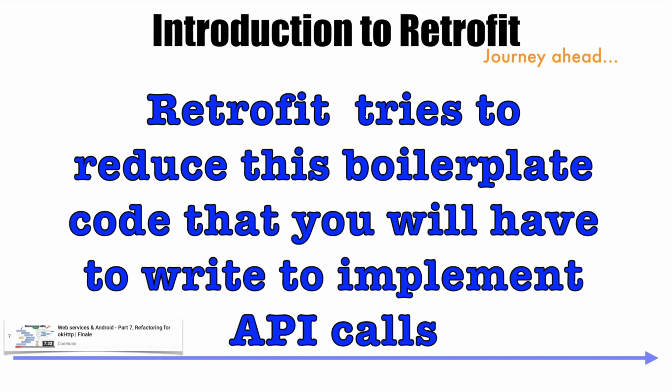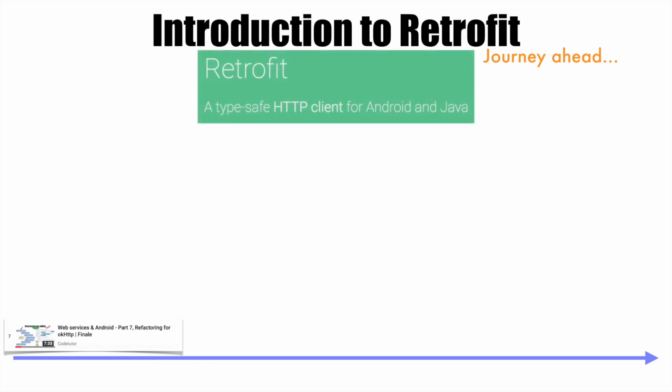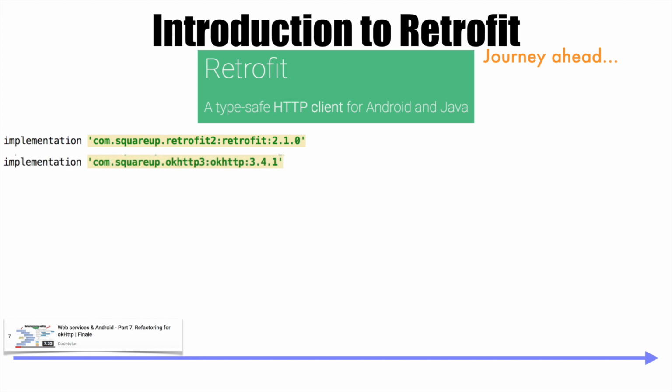If you have a look at the official documentation of Retrofit, it says that it is a type safe HTTP client for Android and Java. So you have to add this particular line: implementation com.squareup.retrofit2:retrofit, then whatever the latest version is, in the build.gradle file, to be able to utilize this library in your Android application. Retrofit is actually built on top of OkHttp.